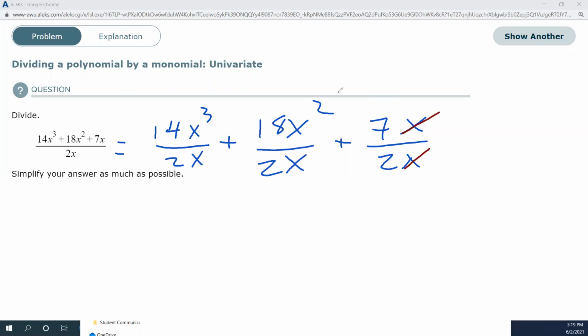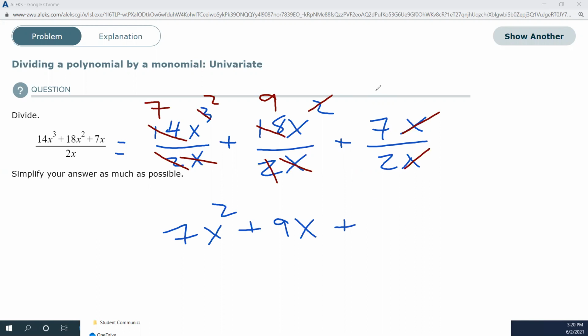Say, well, those x's cancel. And I can cancel one of the x's there, and I can cancel a 2 there, and I can cancel a 2 there, and a single x there. And so I'm left with 7x squared for the first term, 9x for the second, and the last one is still just 7/2, but the x's are gone. So you can do that, and it's totally cool.